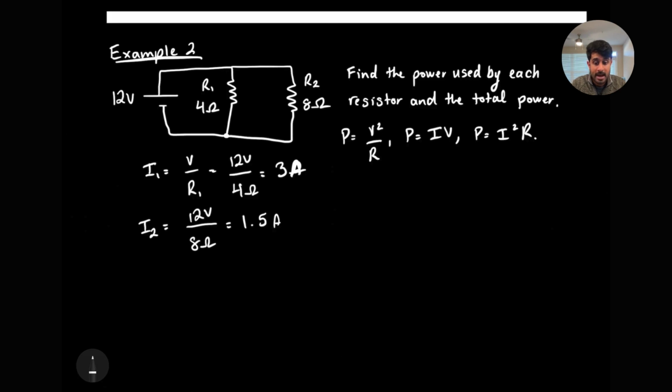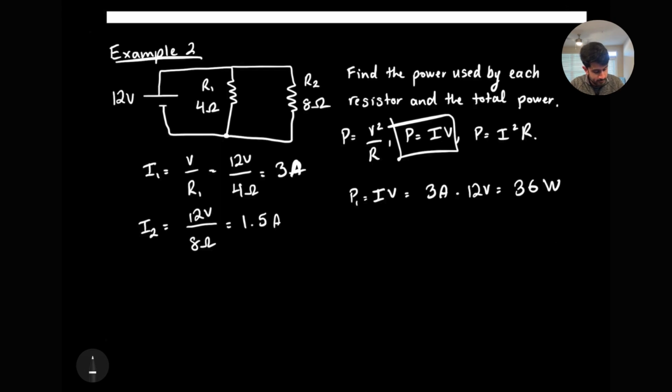Next, we can finally calculate the power dissipation. We want to specifically use this equation right here, P equals IV. In this case, we have both the voltage and the current. Each resistance we know, since they're in parallel, is going to have 12 volts across each one. So we already know in both equations, the V is going to be equal to the 12 volts. So let's calculate the power. P is equal to IV, which is equal to 3 amps from the first resistance multiplied by 12 volts, which is going to be equal to 36 watts of power dissipated by R1.